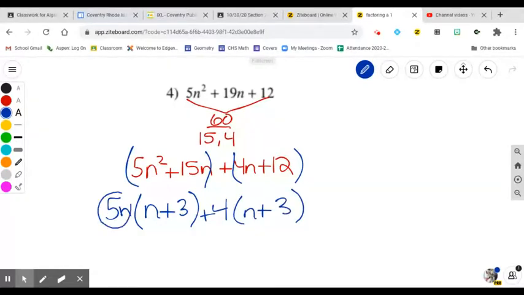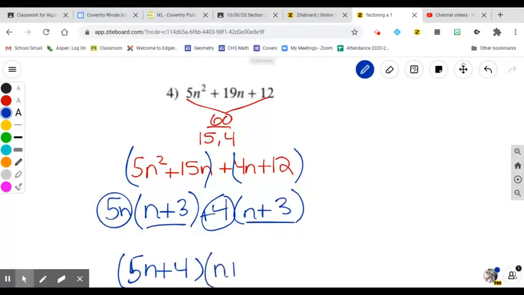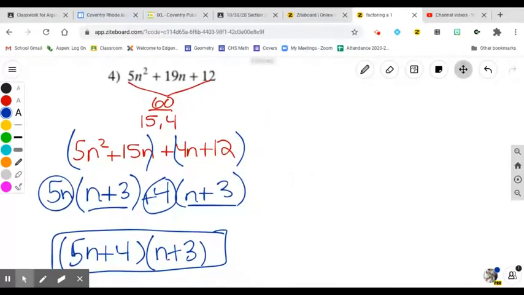Okay, then you take the GCFs, 5n plus 4. That becomes one of your binomials. And then the repeated one, n plus 3, is your other one. And then that's your answer. I'm going to do the same one using box method now.